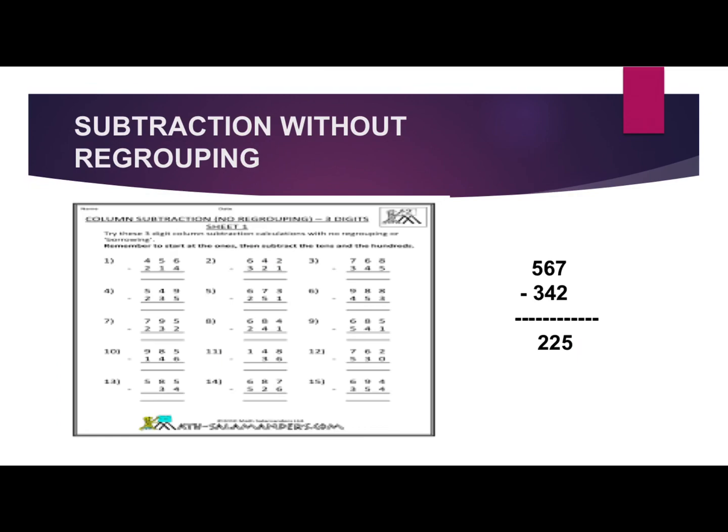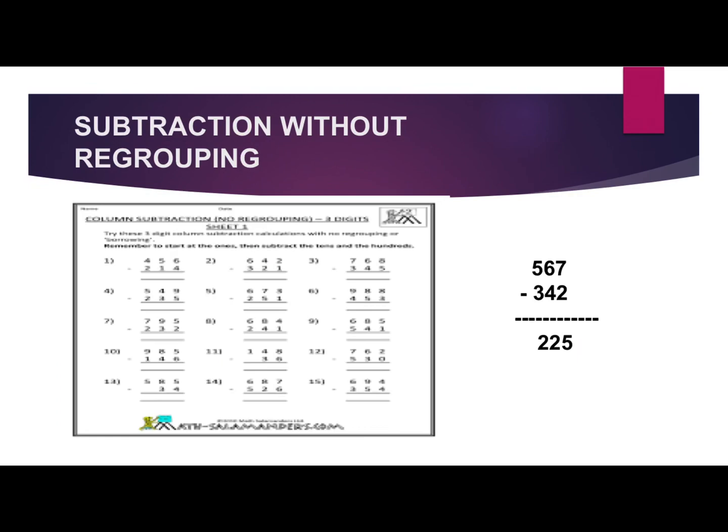Now subtraction without regrouping. Another example is given for subtraction, that is 567 minus 342. Subtraction is also done from the ones place. 7 minus 2 is 5. 6 minus 4 is 2. 5 minus 3 is 2.